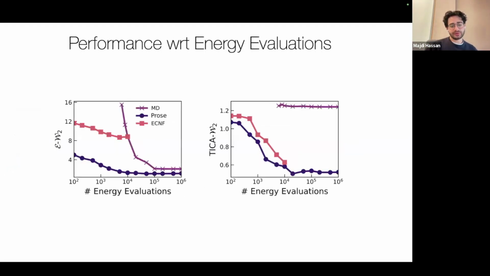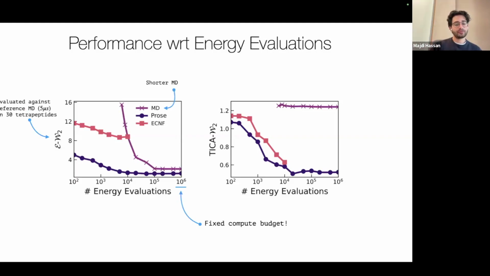Moreover, we show the performance with respect to energy evaluations. So here we do a study where we see that Prose is the most performant across all energy evaluation budgets. And this is actually evaluated for 30 tetrapeptide systems where we simulated all of them for 5 microseconds. And this is all for a fixed compute budget. We do have this baseline MD that we show in purple, which is just a shorter MD trajectory, so not to be confused with the reference MD trajectory.